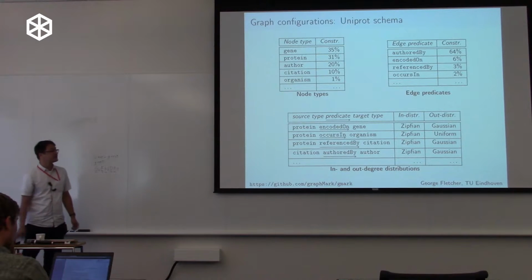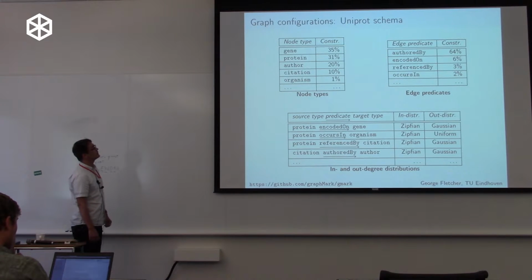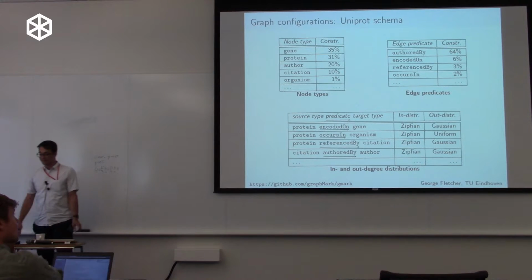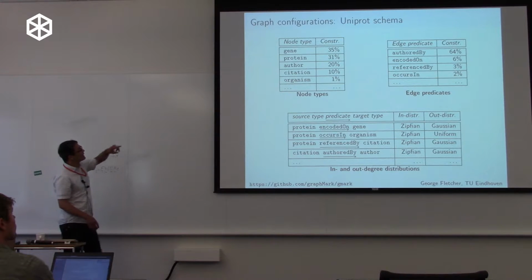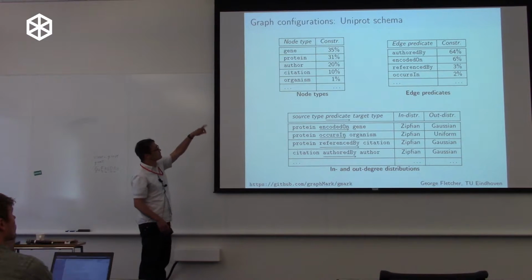Here's another example of another schema. We had a student look at the Uniprot schema. It was easy because the RDFS schema is available online. So we looked at the node types and edge predicates. We actually dropped a lot of the rarer ones, so we just chose the top, I don't know, a couple of dozen most popular node types and edge predicates. And then on that subset of the Uniprot graph, we actually measured the frequency and the distributions on these edges.